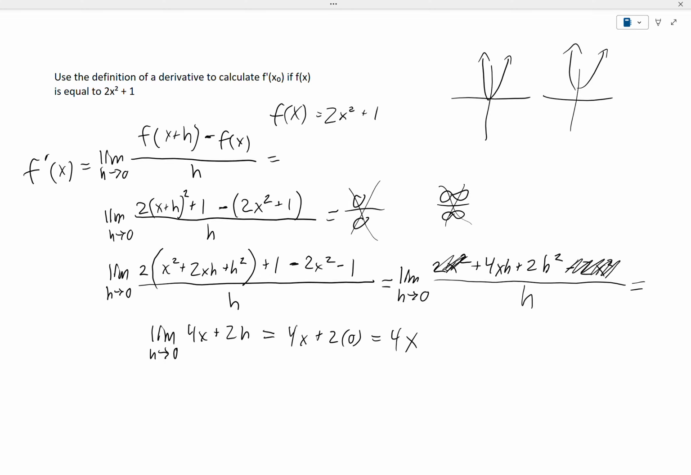So 4x is equal to f prime of x. If I want to figure out f prime at x naught, all I do is for x, plug in x naught. So this becomes 4 x naught. So this is giving me the instantaneous rate of change at some x value, x naught, on the graph 2x squared plus 1. That's what this is telling me.